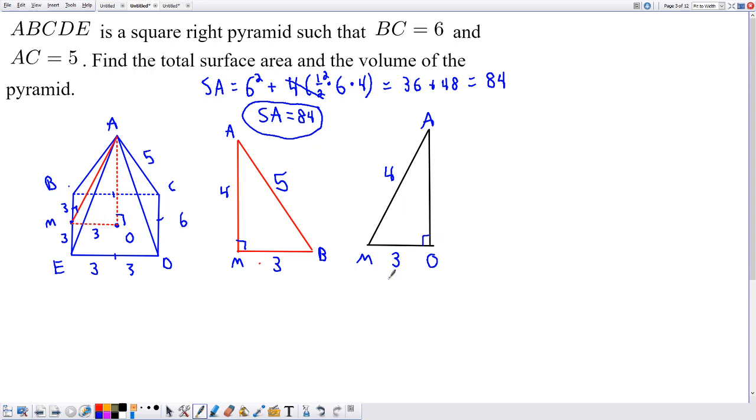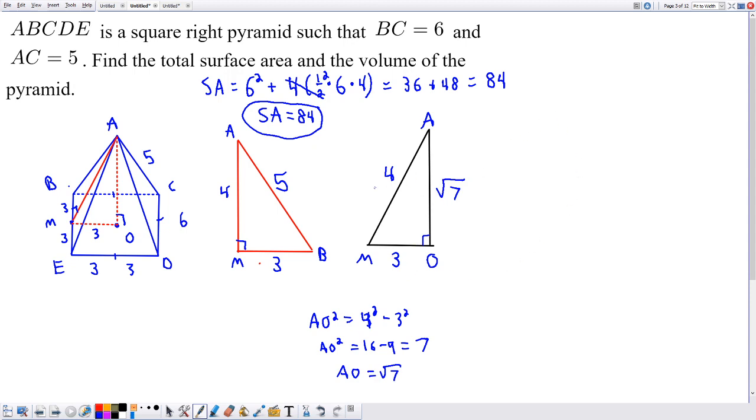And now we just use Pythagorean theorem. So AO squared is equal to 4 squared minus 3 squared, because AM is the hypotenuse. That would be 16 minus 9, which is AO squared, which gives us 7, which implies that AO is equal to the square root of 7.